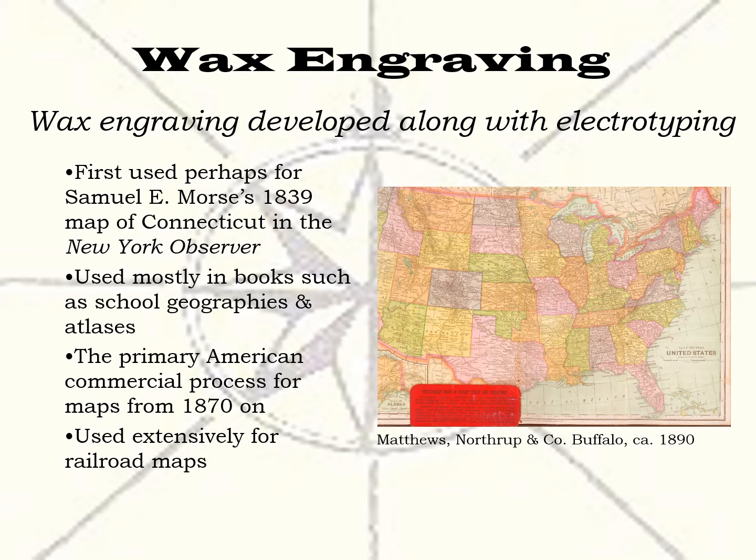From the 1870s on, it became the primary American commercial map process. It was used by most American commercial map makers, such as the Chicago firms of Rand McNally, George F. Cram, C.S. Hammond, and the Buffalo, New York firms of Jewett and Chandler and Matthews, Northrop and Company. It was particularly extensively used for railroad maps. In Europe, wax engraving was used for illustrations, but not so much for maps.